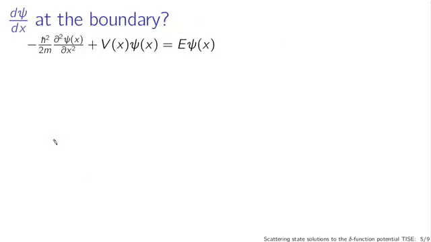The first derivative boundary condition is that the first derivative of psi is continuous, provided that the potential is finite. However, in this case, our potential is given by delta of x, which does not remain finite at x equals 0. The trick that we used when we were discussing the bound state solution was to effectively integrate the Schrödinger equation dx from one side of the boundary, minus epsilon, to the other side of the boundary, plus epsilon.